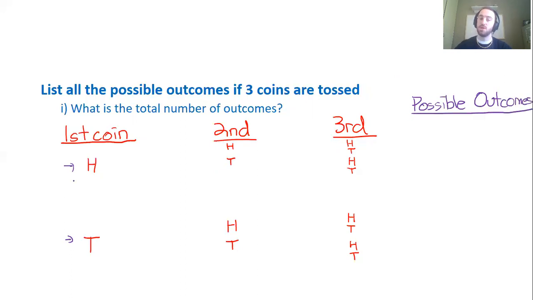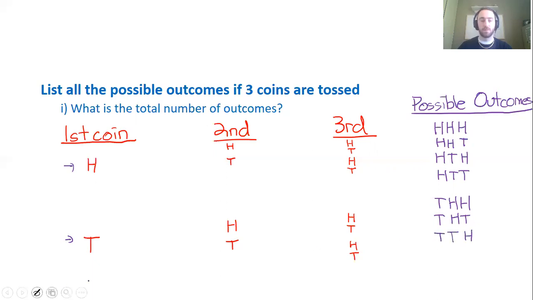So our possible outcomes, we just read across our entire tree diagram. So heads, heads, and heads is one of our outcomes. Heads, heads, and tails. And then heads, tails, and heads. Heads, tails, and tails. Tails, heads, and heads. Tails, heads, and tails. Tails, tails, and heads. And finally, tails, tails, and tails.